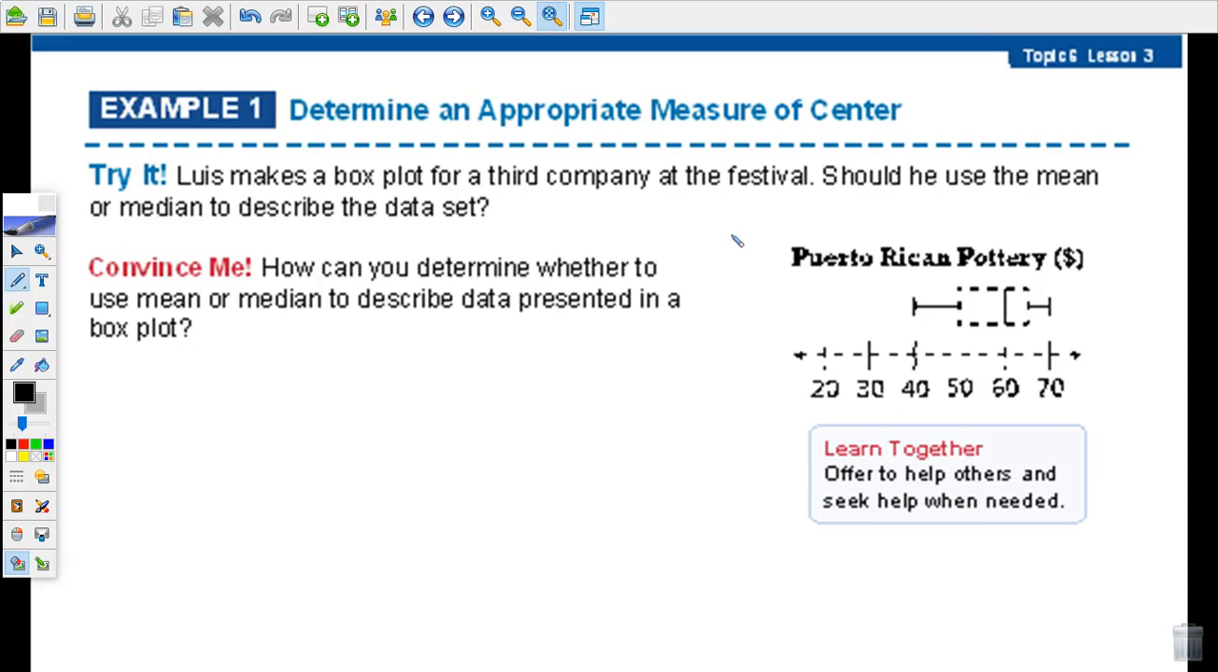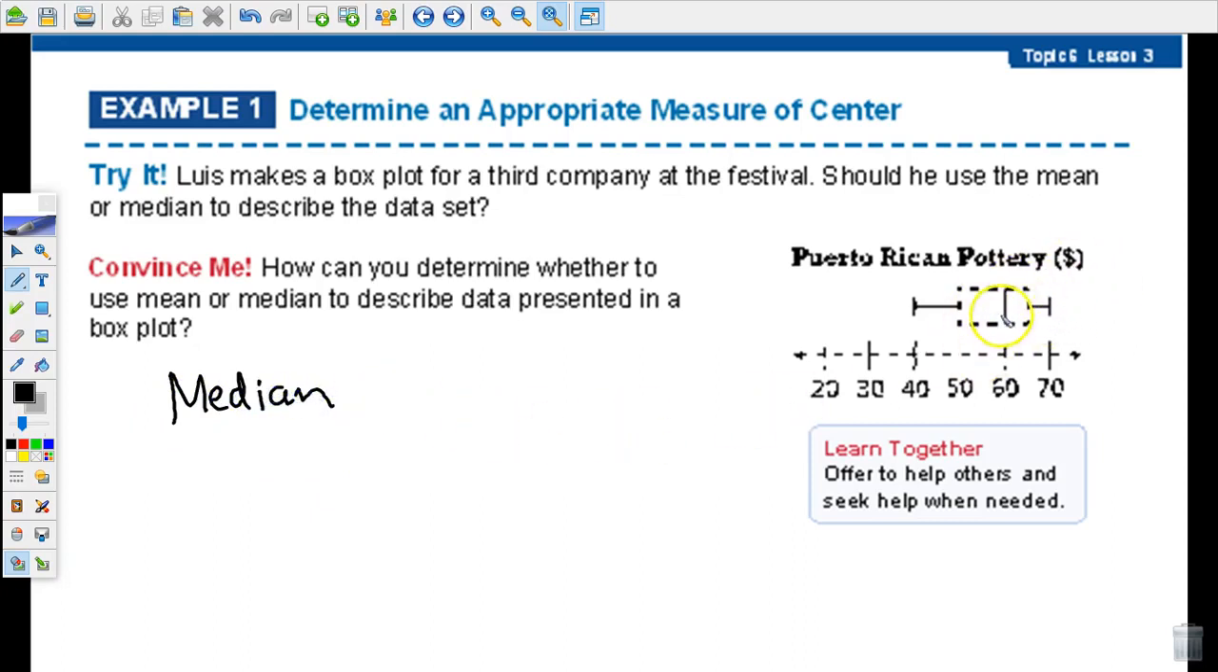Good question. Okay, class. What should we use? Should we use the mean or the median? You're right. We should use the median.